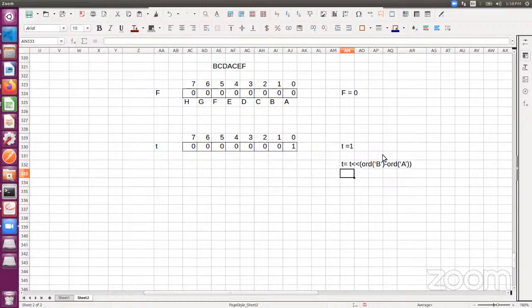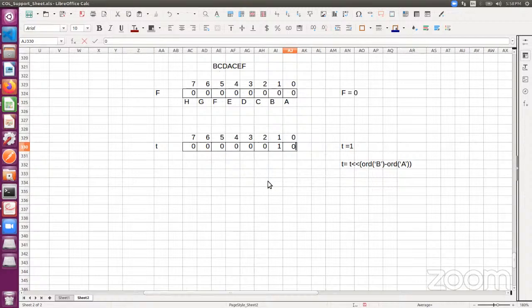Understood this logic, right? The first character is B. So ord of B minus ord of A: ord of A is 65, ord of B is 66, so 66 minus 65 is 1. So T left shift 1. Now what will happen to T? It will get shifted by 1 position. This would be the output of T left shift 1. So now we made T represent B, the first character.